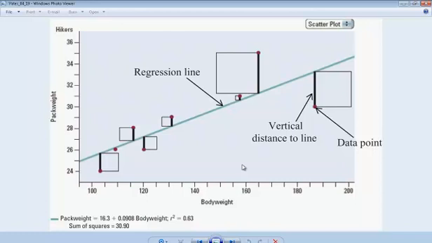Now, what you should also notice is in bold there are these vertical lines that are the distances from the data points to the regression line. Now, what Excel, or any other program using the least squares regression method to draw the regression line, is trying to do is minimize the vertical distance from the data points to the line so that the line will fit straight through all of these points with the least amount of vertical distance between all of those points.